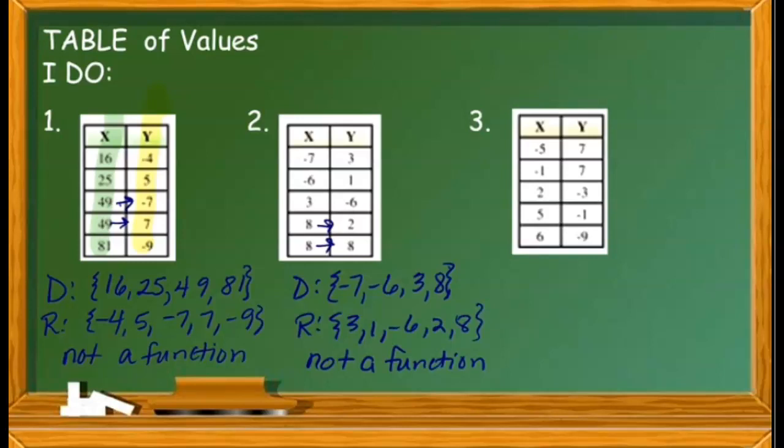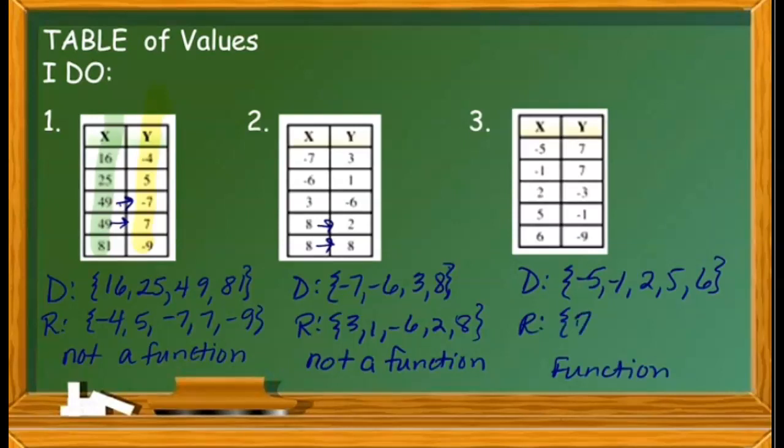So hopefully you're catching on. Number 3, your domain, again, is your x values: -5, -1, 2, 5, 6. Again, I did not repeat any of those. I was able to write them all down, therefore it's a function. Your range is 7. That repeats, but I don't really care about that right now.